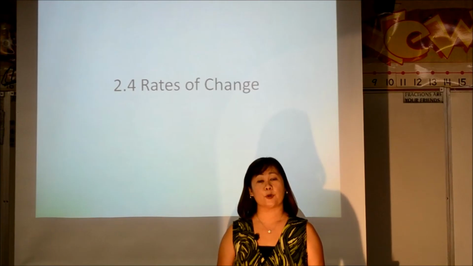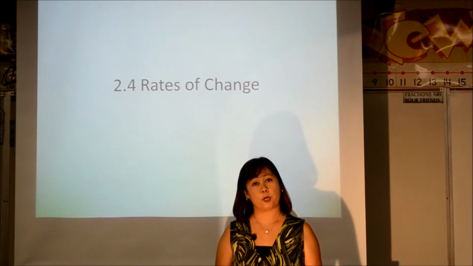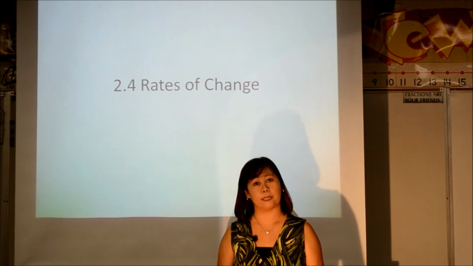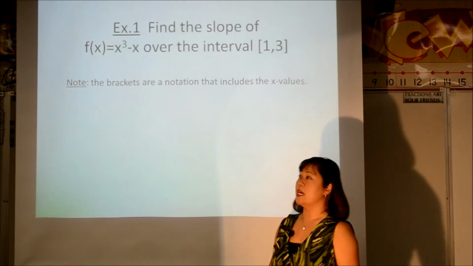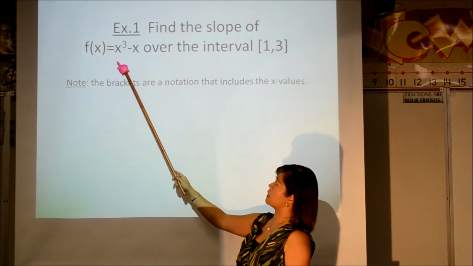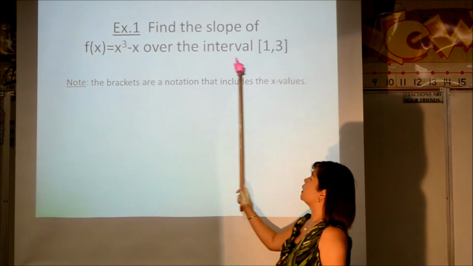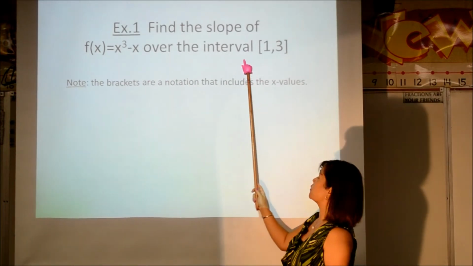Sections on 2.4 rates of change. So this is actually two parts to this section, so we're going to do part A for today, okay? So in this one right here, we're continuing to find the slope. The equation we have is f of x is equal to x cubed minus x, and the interval is between 1 and also 3.